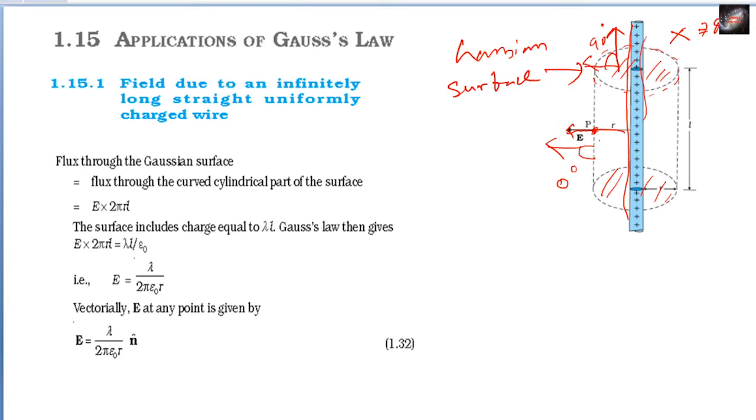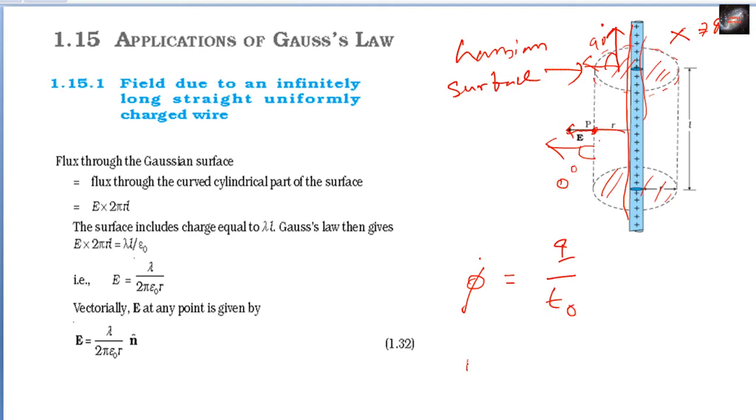Why? Because the angle here is 90 degree, and according to our definition, phi is equal to E into S into cos theta. So in those two cases, cos theta is 0, and the amount of flux would be 0. So हमें सिर्फ फ्लक्स को कंसीडर करना पड़ेगा, ये जो curved surface है इस curved surface के ऊपर. So let us find this electric flux. Here simply we can find the electric flux through the Gaussian surface. From Gauss's law we can write this flux is equal to q by epsilon naught.